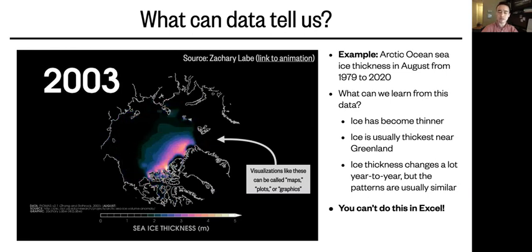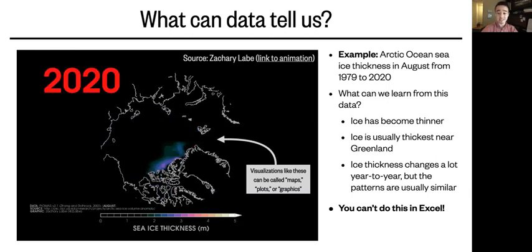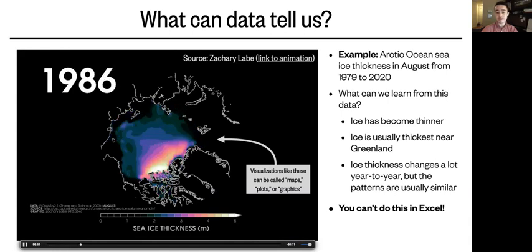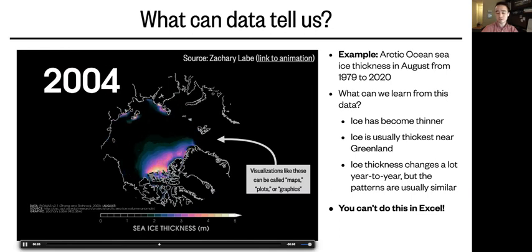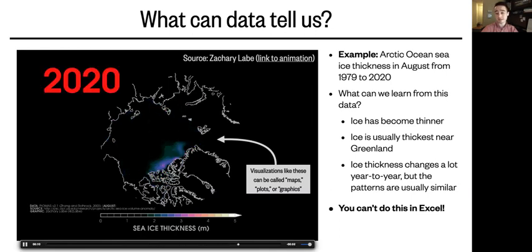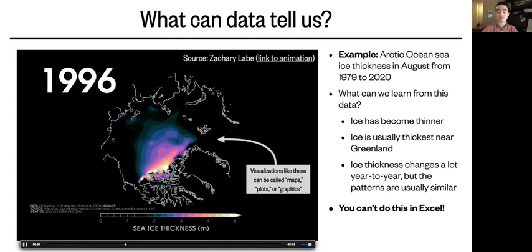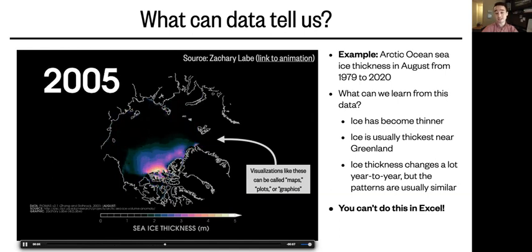So what can we learn from this? Well, for one, ice is clearly getting thinner over the years, though it's consistently thickest near Greenland over here. You can see Greenland in those white outlines, so a map of the Arctic Ocean. You might also notice that its thickness changes a lot year to year, but the general pattern basically stays the same. Now, this is a lot of sea ice data here, but the beauty of programming is that it allows you to create customized visualizations like these, which are often really the only way to make sense of this much data.